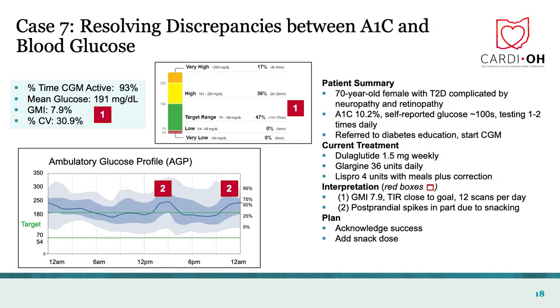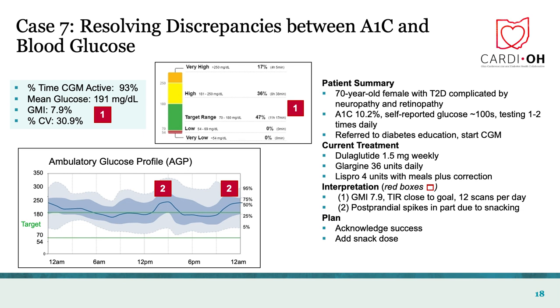Now, this is case 7. This is a 70-year-old female with type 2 diabetes with neuropathy and retinopathy. The A1C is quite high at 10%. This individual has some self-reported glucose readings in the 100s, which seems relatively good, but it doesn't match the A1C. So this would be a great time to refer the patient to diabetes education and start the individual on a continuous glucose monitor to really understand what is going on to cause this discrepancy.